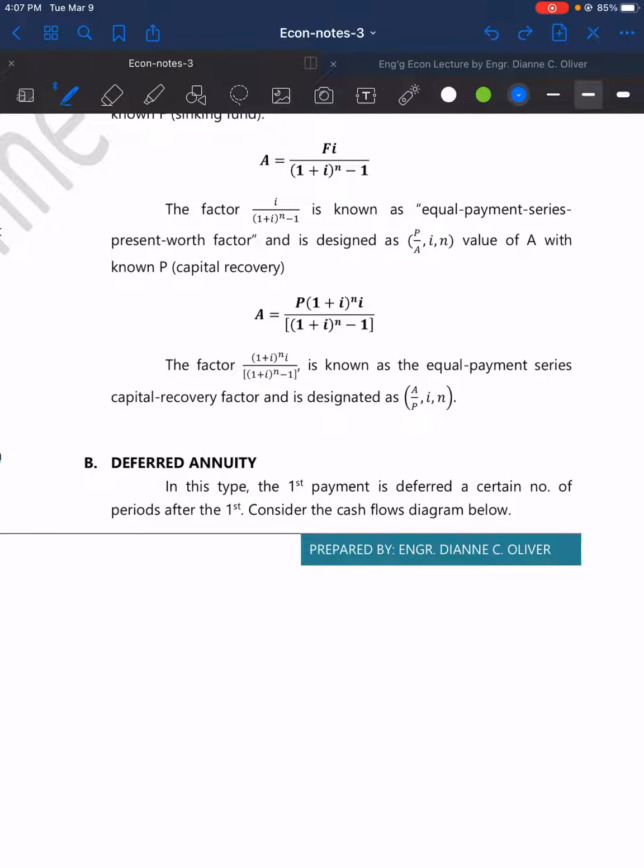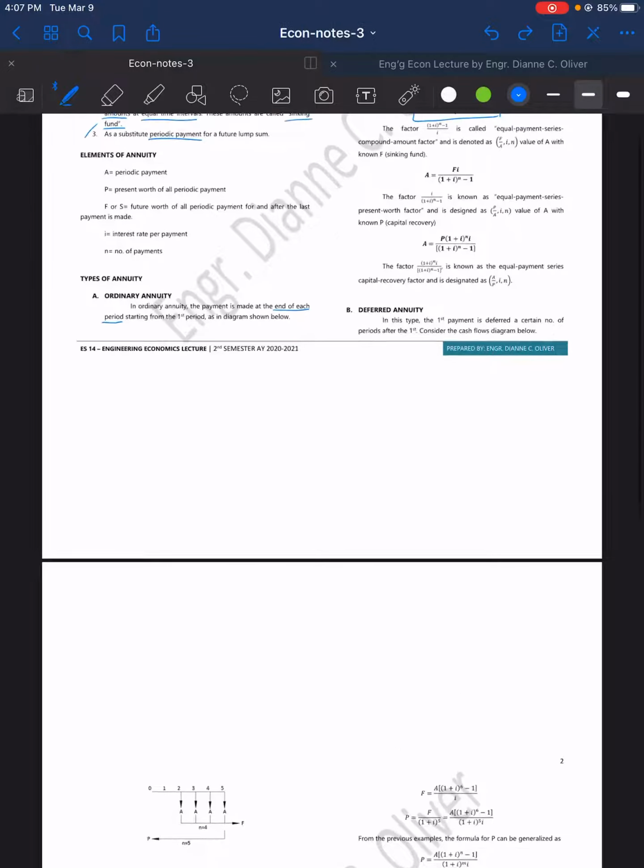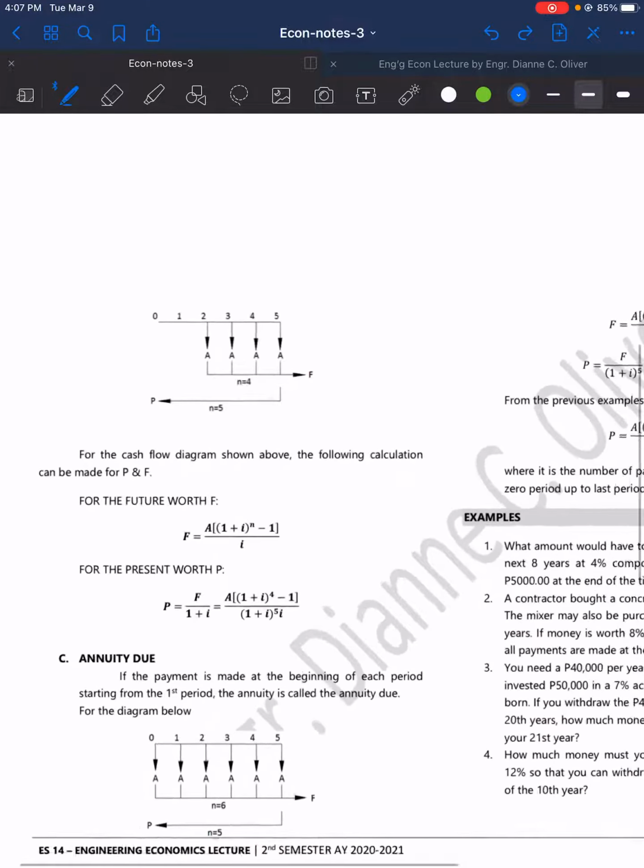How about the second type of annuity? We have the deferred annuity. In this type, the first payment is deferred or it is delayed a certain number of periods after the first. Consider the cash flow diagram shown below. So this is the cash flow diagram.